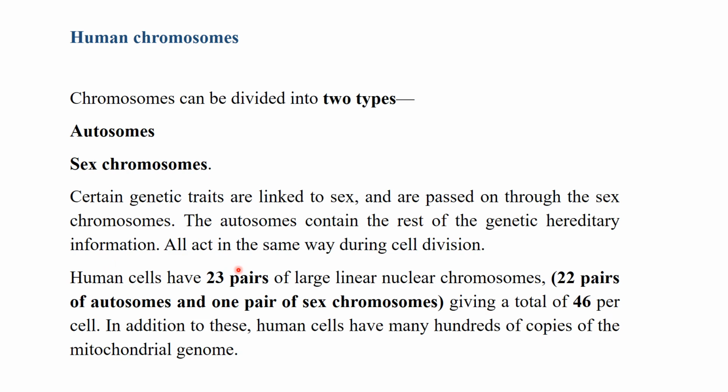Human cells have 23 pairs of large linear chromosomes, as we discussed. 23 pair हैं, 46 chromosomes हैं. 22 pairs are the autosome and 1 pair of the sex chromosome, giving a total of 46 per cell. In addition to these, human cells have many hundreds of copies of the mitochondrial genome भी मौजूद होता है.